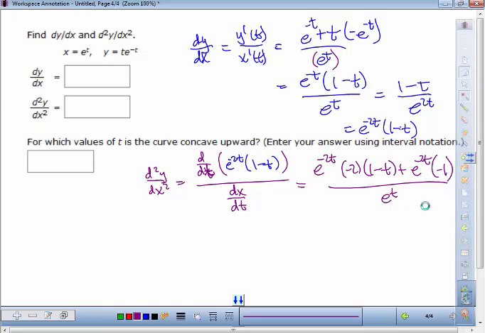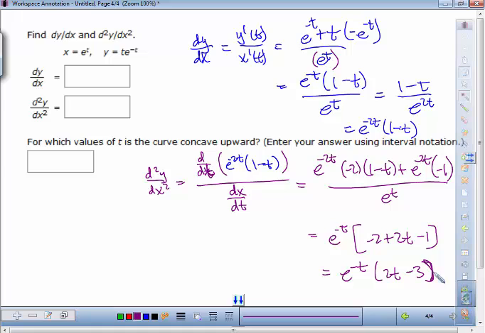So let's do that, since we're all algebra experts here, right? So it looks like I have an e to the negative 2t that I can factor out and cancel with e to the t. So I think that would just be, if it stays on top, e to the negative t. And let's see what goes in here. I have negative 2 plus 2t minus 1. I guess that's e to the negative t times 2t minus 3. All right, I did that right? I hope I did that right.